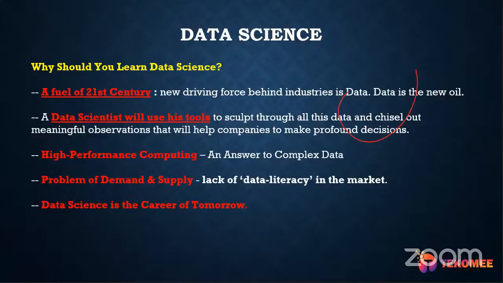It is also said that there is a problem with demand and supply. There is a huge demand for people who have experience in data science or have learned data science, but there is a lack of supply. I mean, however much demand there is, the supply is very less.